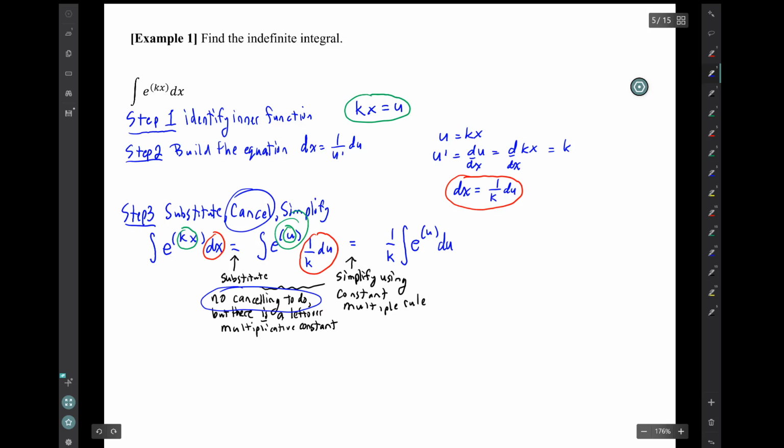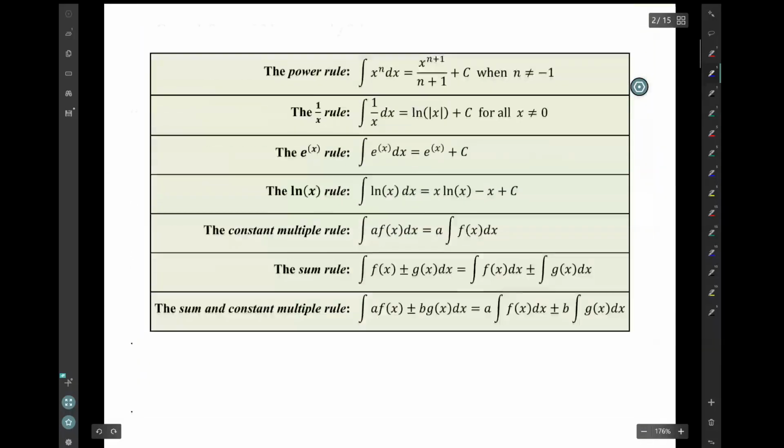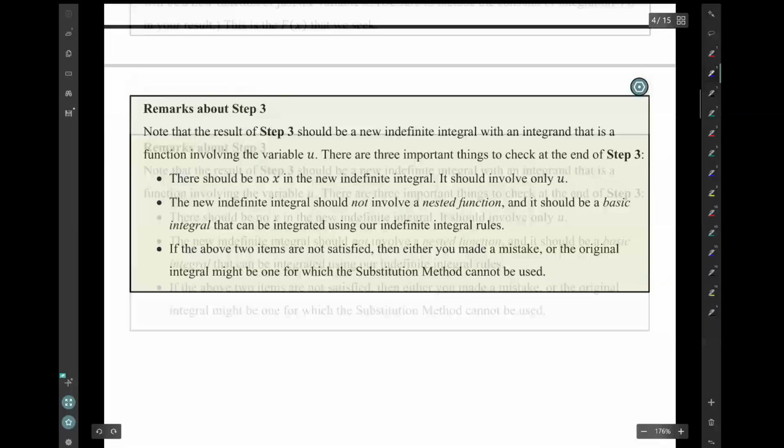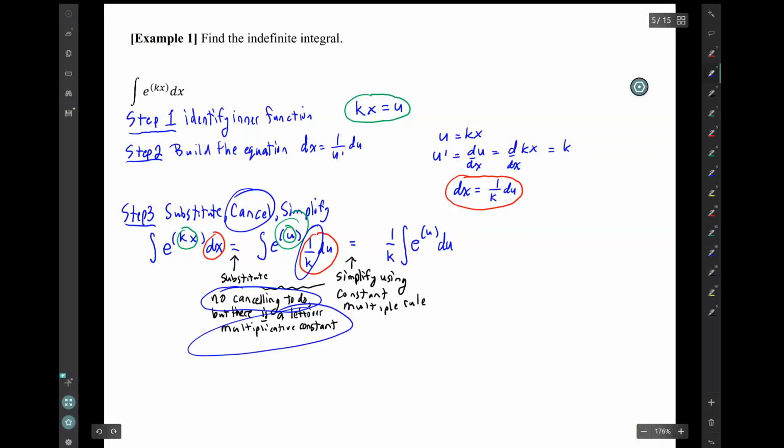But there was this leftover multiplicative constant, this 1 over k. The leftover multiplicative constant. That's what I mentioned earlier. In this video, we're discussing substitution integrals that are harder, and it's because there's this leftover multiplicative constant, which we deal with by simplifying. That's the simplification step. And we simplify using the constant multiple rule. So the complication is that there's this leftover multiplicative constant, but it's simple to deal with that. You just use the constant multiple rule.